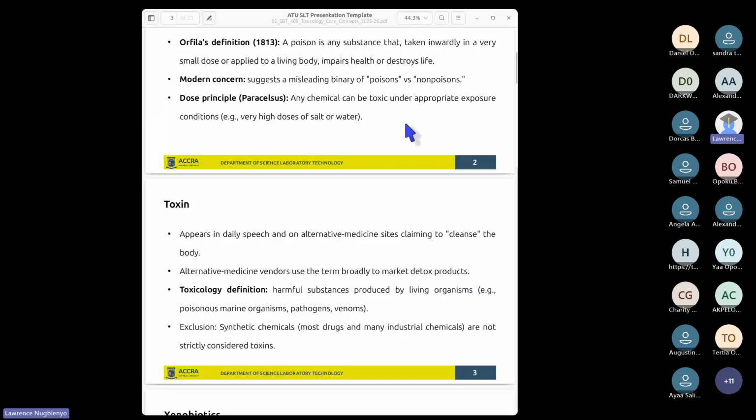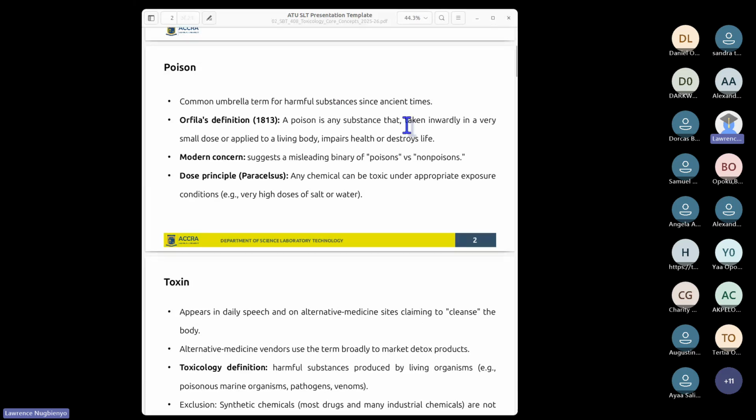The only thing we have to understand is that when we say poison, the modern concern is that it makes it look like there are substances which are poisons and substances which are non-poisons. But with our understanding now, we know that you can't really differentiate substances like that, because we know that the toxicity of a substance depends on dose and even on the context of exposure.